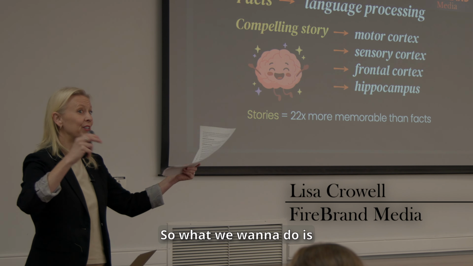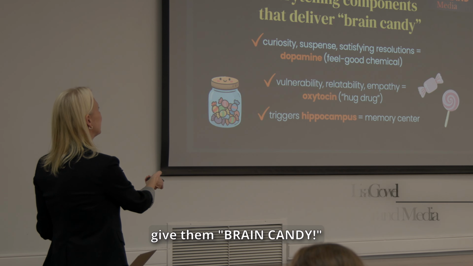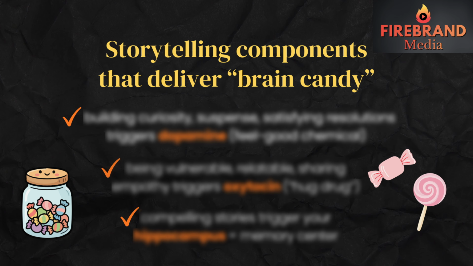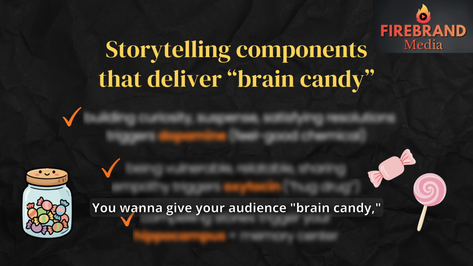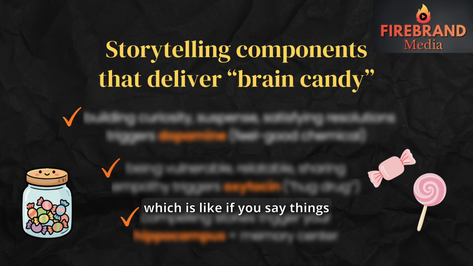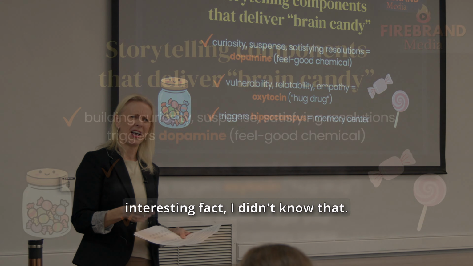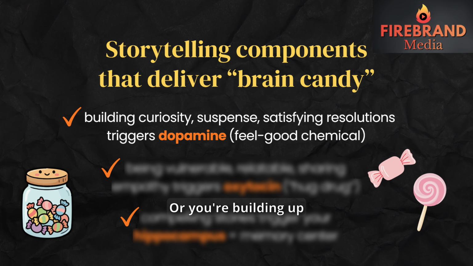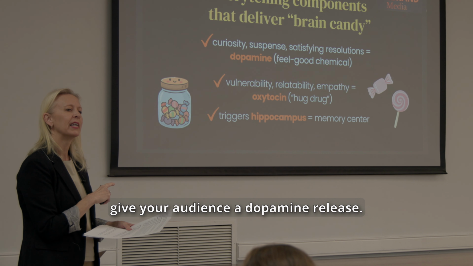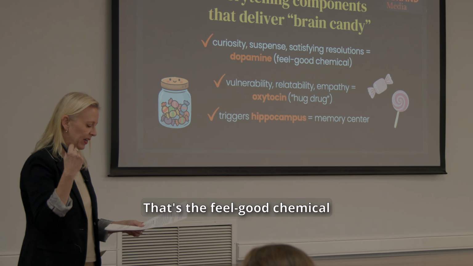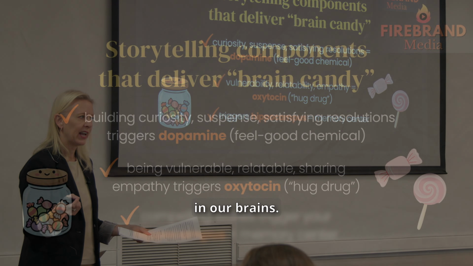So what we want to do is give them brain candy. This is your goal. You want to give your audience brain candy, which is like if you say things to trigger someone's curiosity, like, that's an interesting fact. I didn't know that. Or you're building up suspense and creating an ending that is really satisfying and rewarding to hear. Those storytelling components give your audience a dopamine release. So that's that feel-good chemical in our brains.